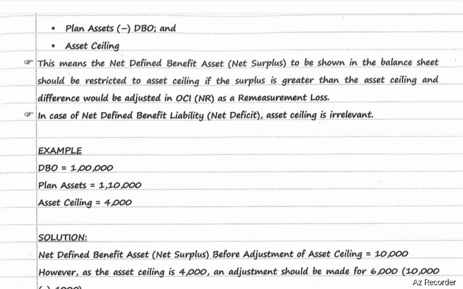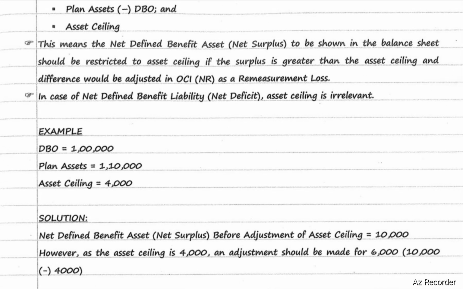So how to calculate net defined benefit asset? It will be the lower of plan assets less defined benefit obligation and asset ceiling. This means the net defined benefit asset, net surplus, to be shown in the balance sheet should be restricted to asset ceiling. If the surplus is greater than the asset ceiling, the difference would be adjusted in other comprehensive income, not reclassified to P&L, as a remeasurement loss. In case of net defined benefit liability, net deficit, asset ceiling is irrelevant.